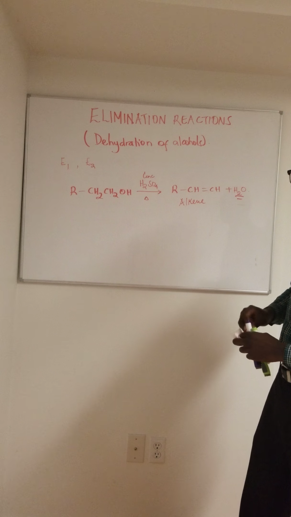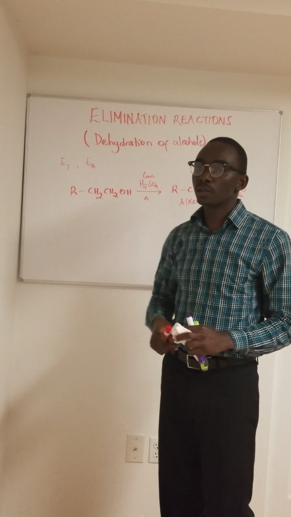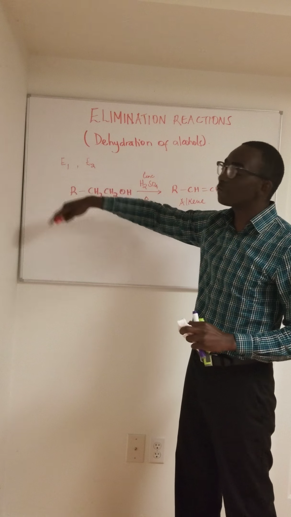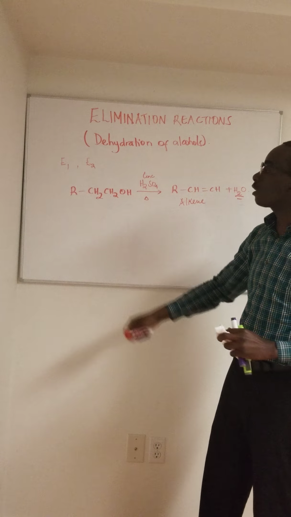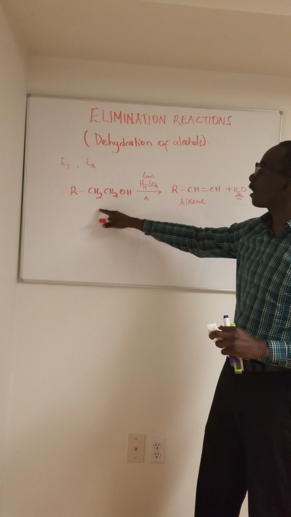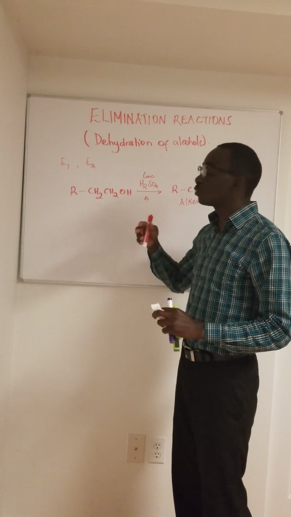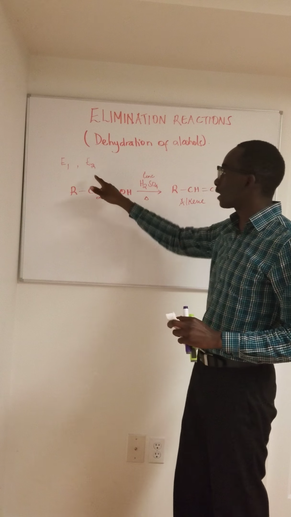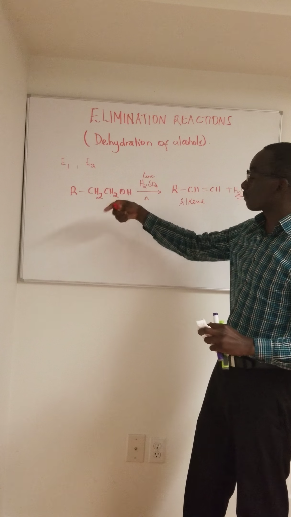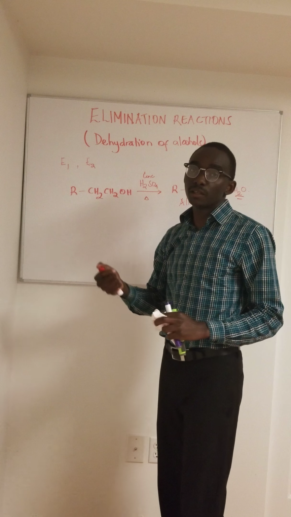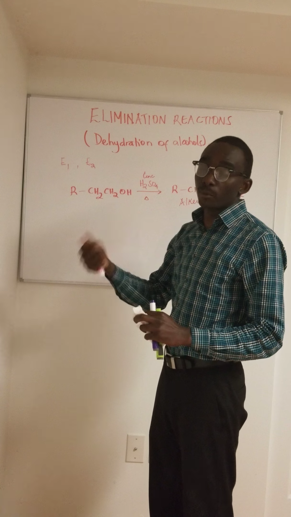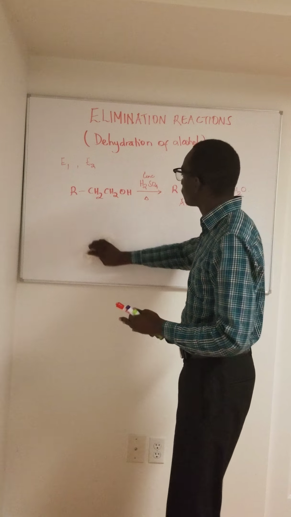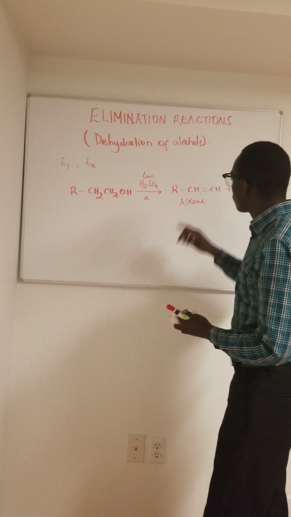With this reaction, we shall say that it is also classified under E1 and E2, whereby E1 involves secondary and tertiary alcohols, and E2 is specifically for primary alcohols. In E2, we do not form what we call carbocations, because primary alcohols cannot form stable carbocations. So let us jump into the mechanism of how we form this.